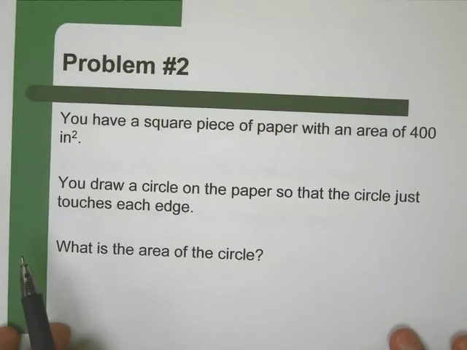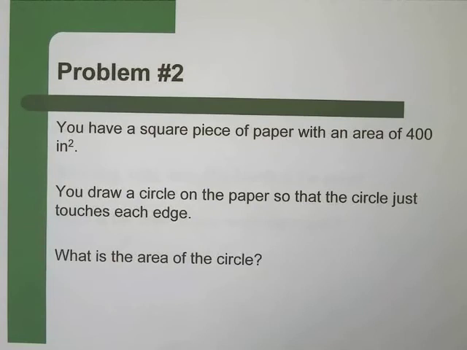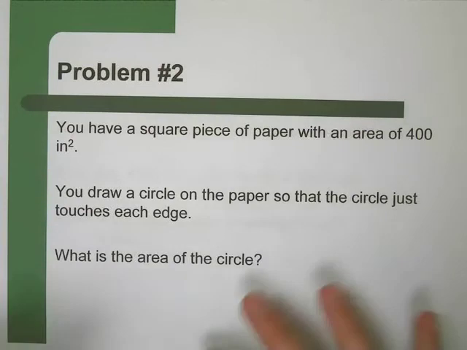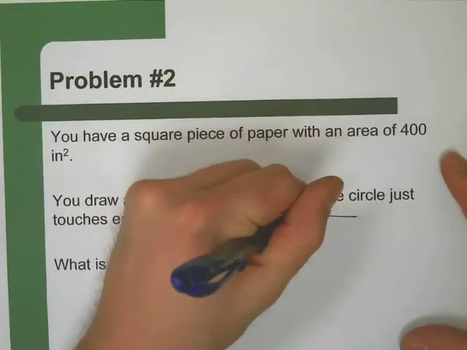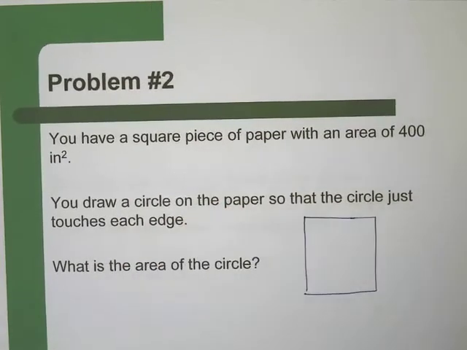Problem number 2. You have a square piece of paper with an area of 400 square inches. You draw a circle on the paper so that the circle just touches each edge. What's the area of the circle? So here's what we're talking about, all right? If I draw, and I'll try to draw it as square as possible, okay?